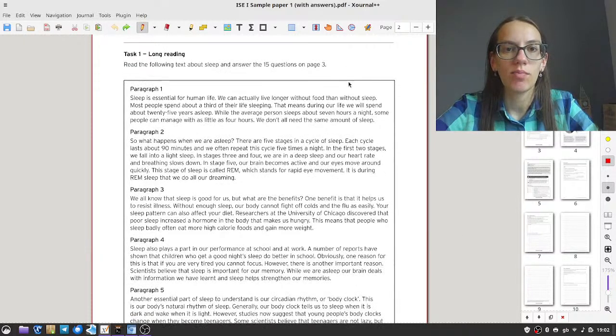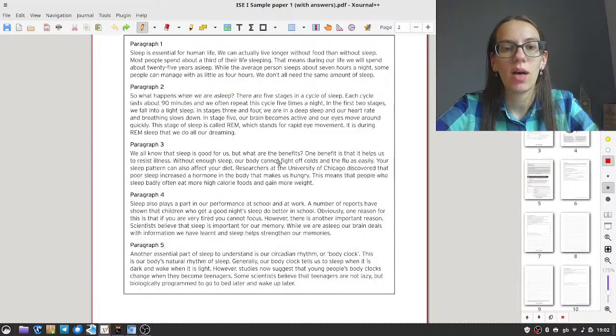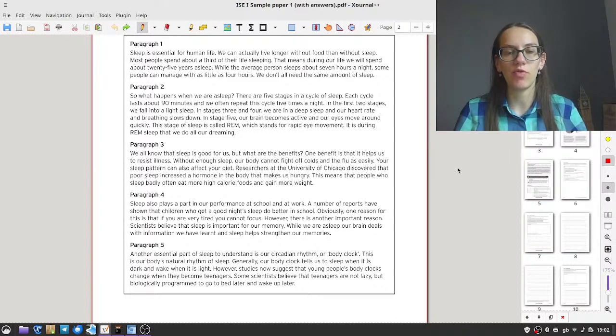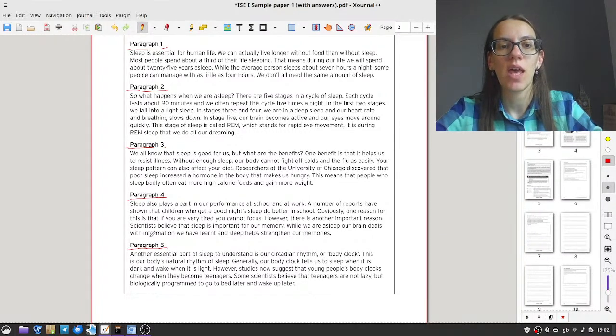So task 1, what does it look like? In task 1 you have a text divided into paragraphs. You can see paragraph 1, paragraph 2, paragraph 3, 4 and 5. So the topics will be different, the text will be different, but you always have these 5 paragraphs.